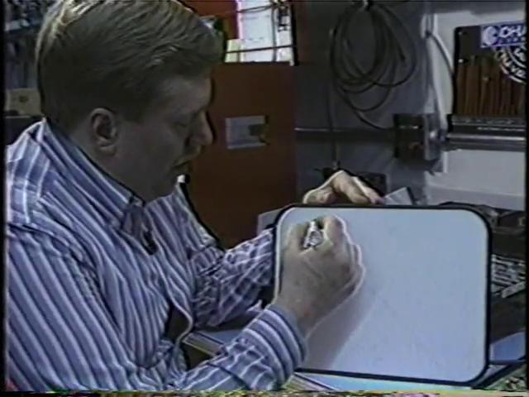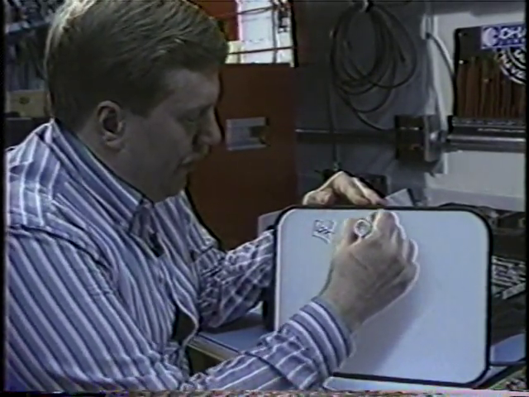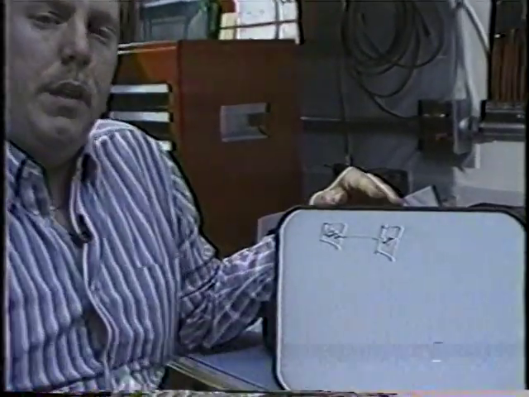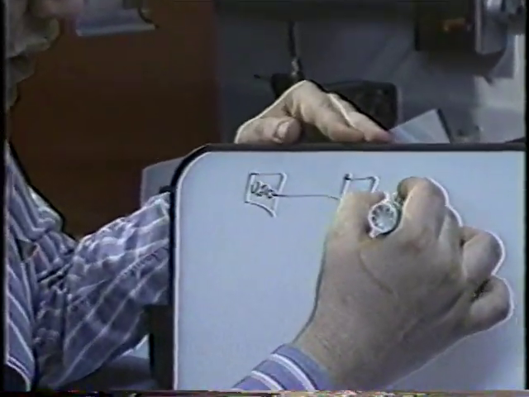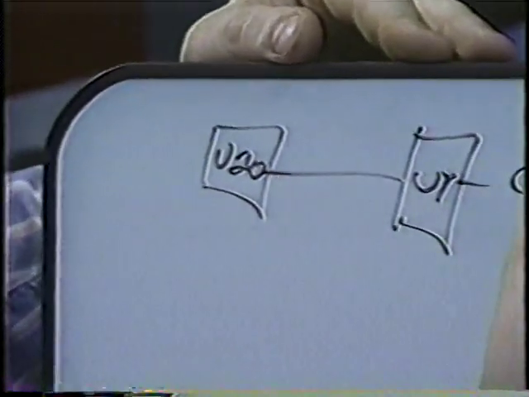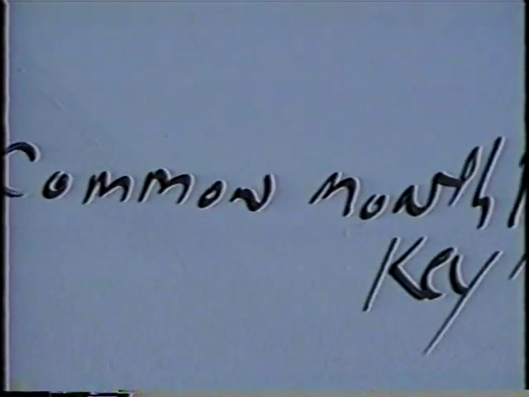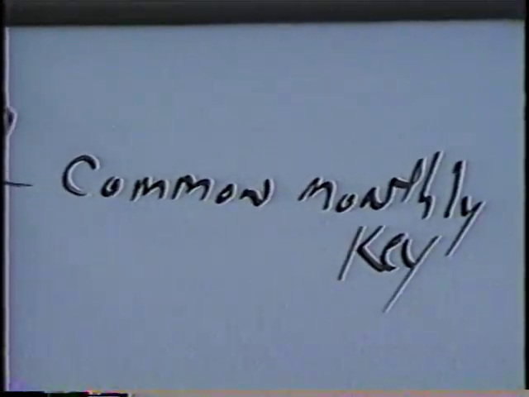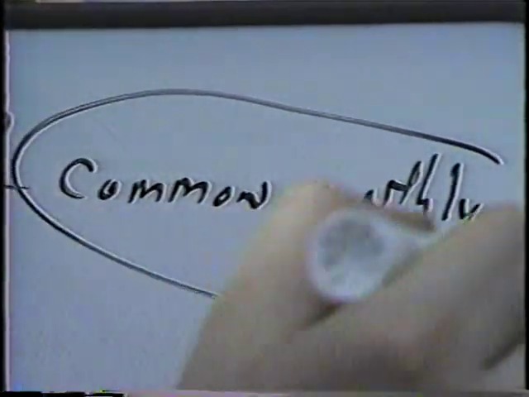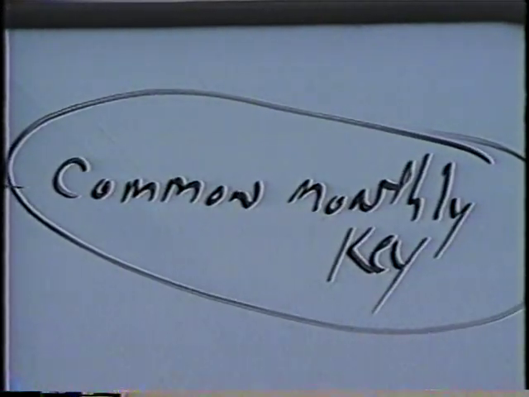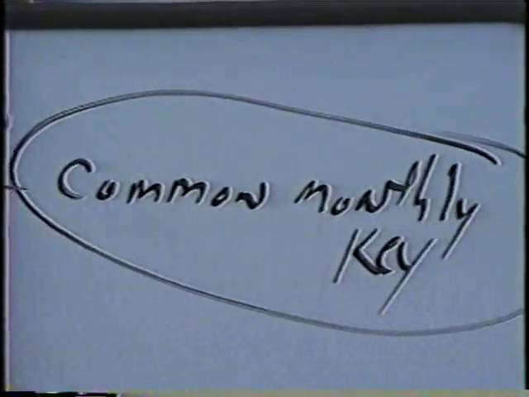I'm going to show you how a wizard chip works and how it gets around a lot of the BS. As you remember before, U20 data was sent to U7 to build the common monthly key. But because a wizard already has this information, you've given it the information, i.e. the front keypad, you don't have to worry about all this.